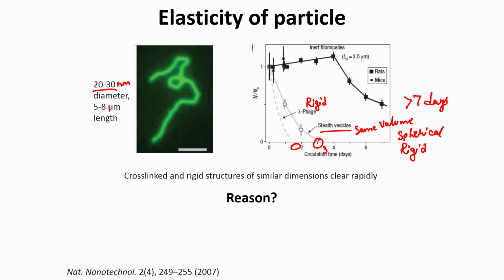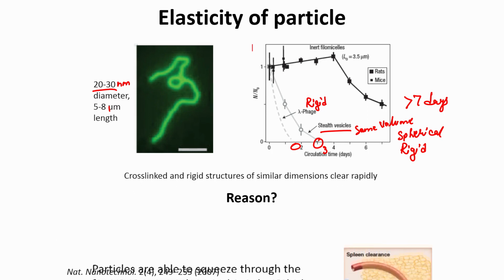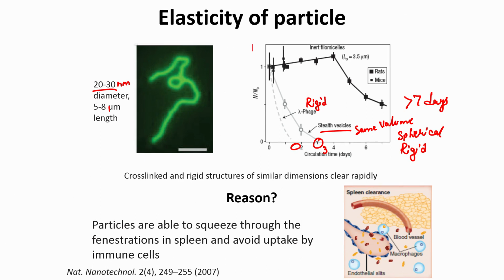So, what is the reason for all this? We talked about how elasticity is able to change the circulation time and able to flow quite a lot in our body, but what is the major reason that this is happening? And the major reason is the spleen.